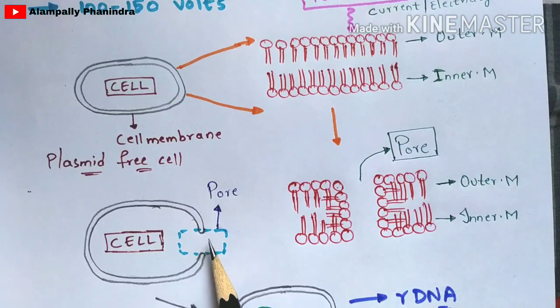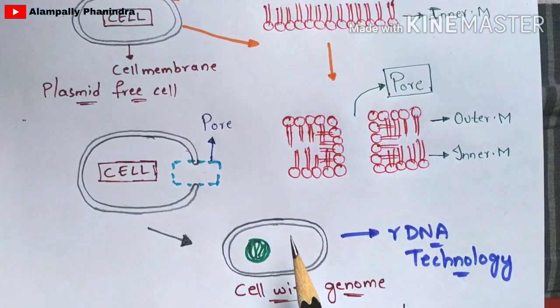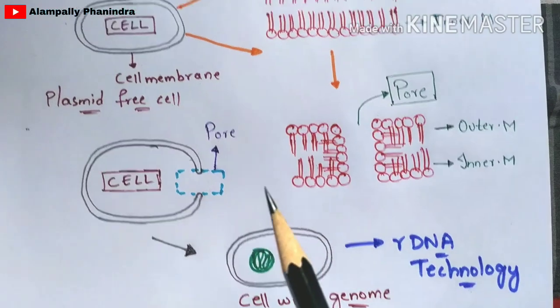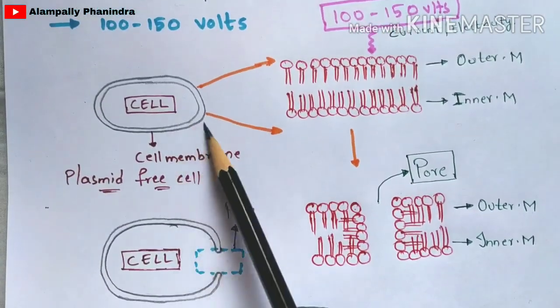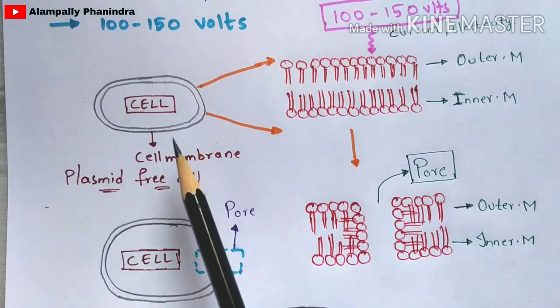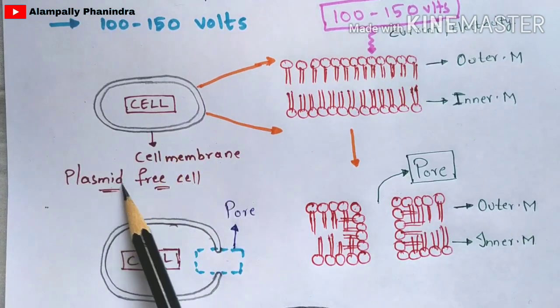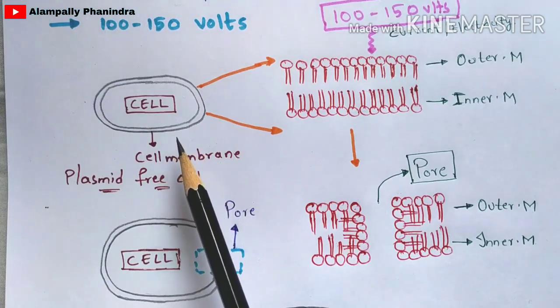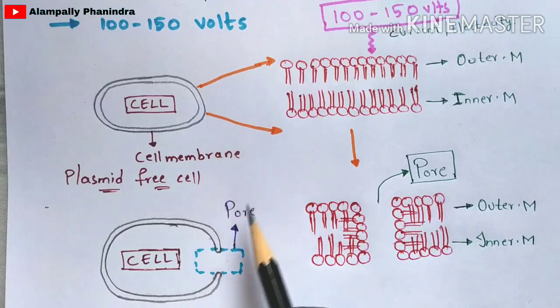Now the cell is unprotected because the cell membrane has been opened. Now we are going to inject the DNA into this cell, and first we are going to select a cell. You are going to select a cell which doesn't contain any genome, I mean a plasmid-free cell. It is called a plasmid-free cell because it doesn't contain any genome. We are going to select that type of cells, and now we are going to inject the genome of your interest.